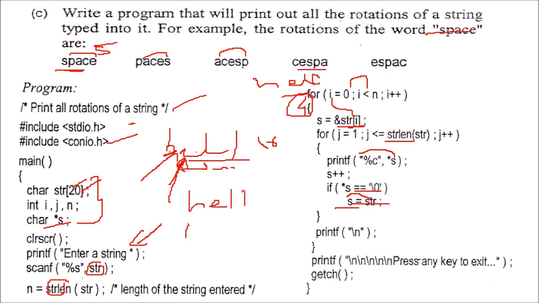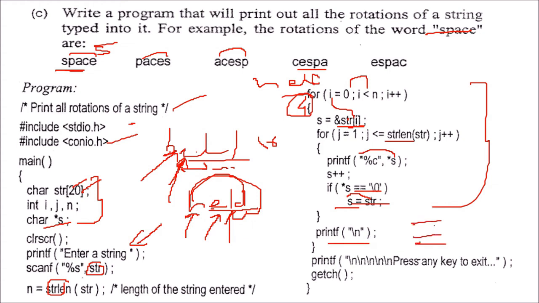First it was pointing here. Then we printed ELL. Then next time we came here, and now we started from ELH. Next time we come here, LLH. So all these combinations are being printed, and we say \n in the last, so that we want each combination to come in a new line.